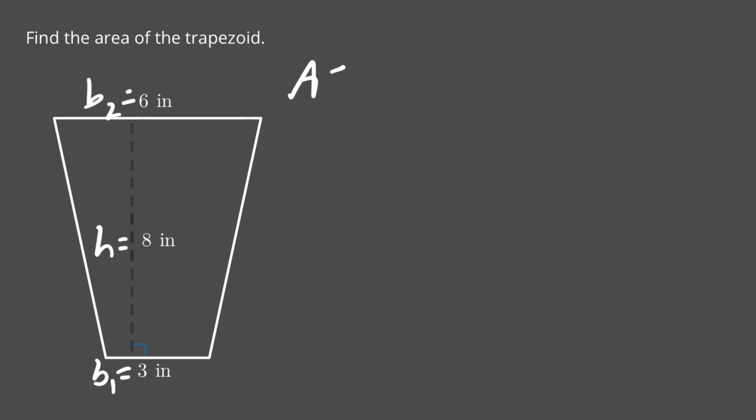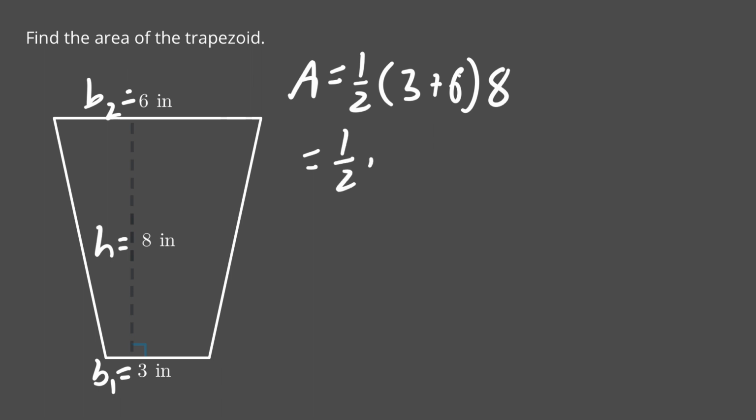Plugging into our formula, we have area equals 1/2 the first base plus the second base, all times the height of 8. So now we have 1/2 times 9 times 8. You can simplify the 2 down to a 1, the 8 down to a 4. That gives you 9 times 4, which is 36 inches squared.